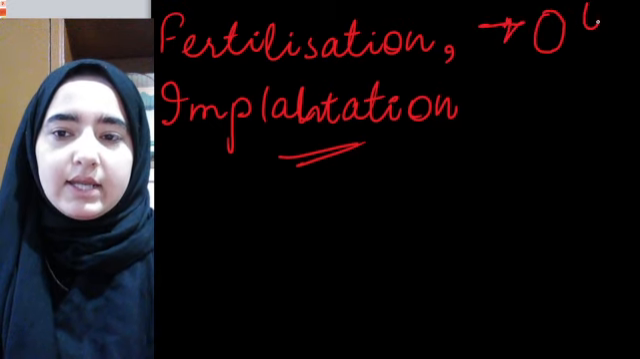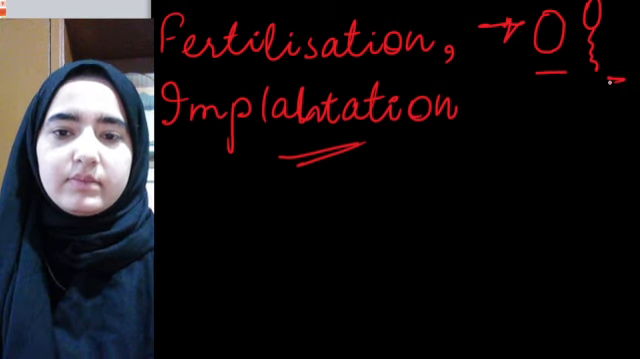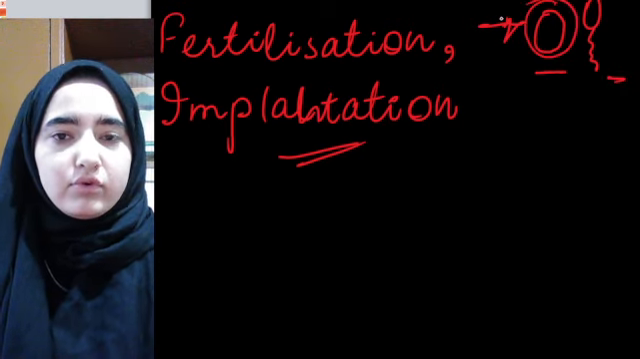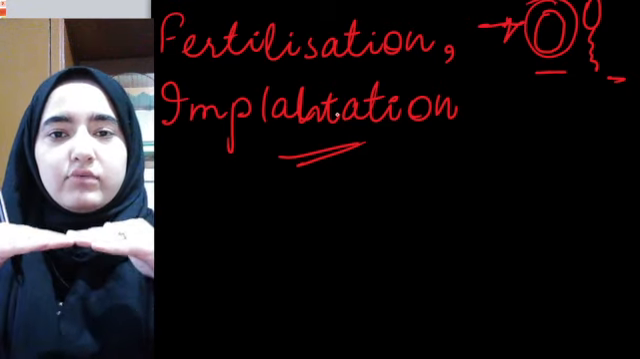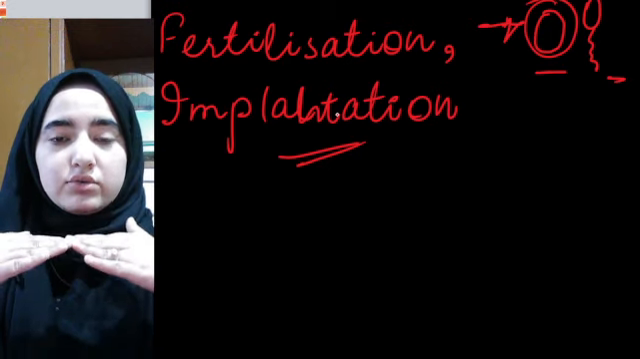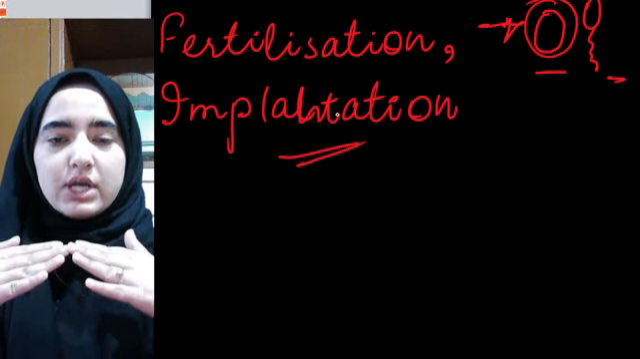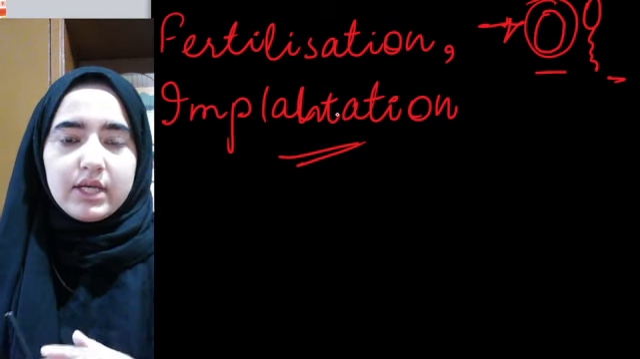In our previous session, we learned what we mean by fertilization, and what we mean by implantation. Fertilization simply means fusion of male and female gamete, that is ovum and sperm, and implantation means attachment of the zygote to the uterine wall. The uterine wall simply covers the trophoblast, the outer layer of the zygote.